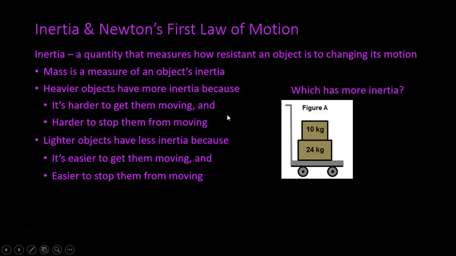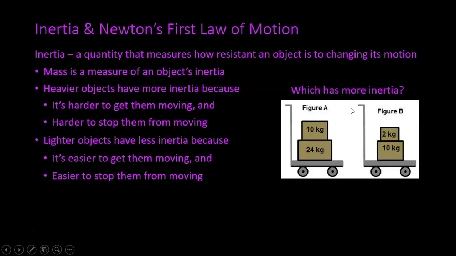So let's take a look at which one has more inertia, the cart in figure A or the cart in figure B. Well, it's the cart in figure A because it has a total of 34 kilograms of mass, whereas figure B only has 12 kilograms of mass. And of course we know it'll take more effort, more force to get this cart moving, and if it's already moving, it'll take more effort to get it to stop.